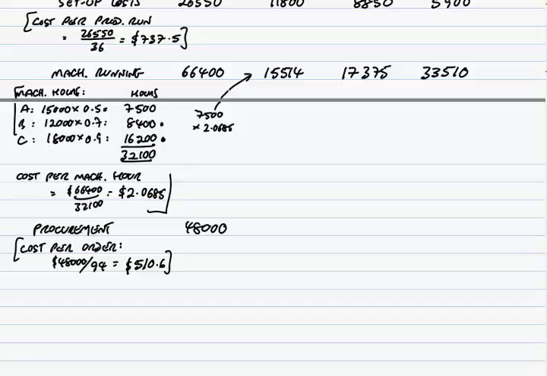Charge it to each product. A, there are 24 orders at 510.6 gives us how much? 12,254. To B, it's 28 orders at 510.6 is 14,297. And finally to C, 42 orders at 510.6 is 21,445.